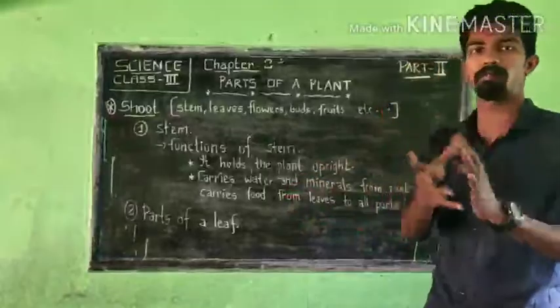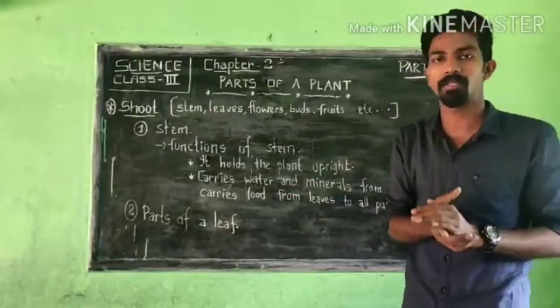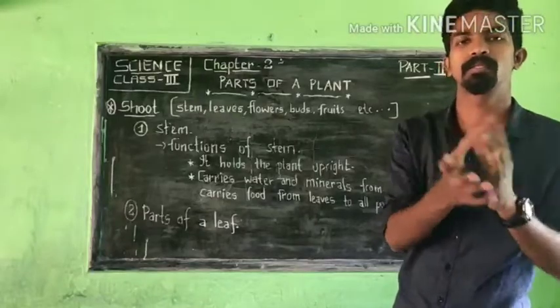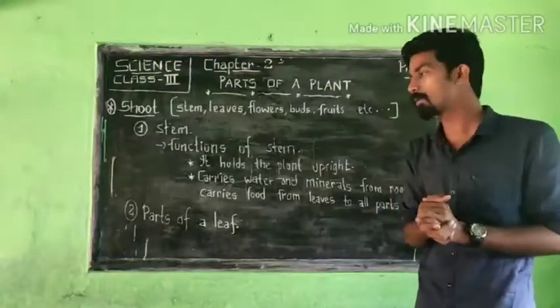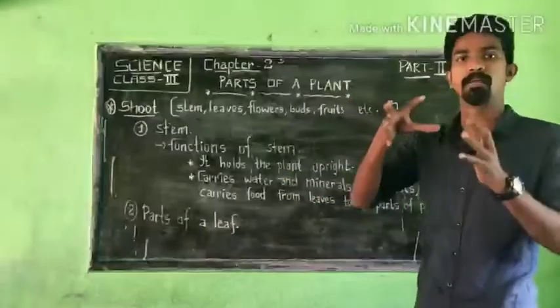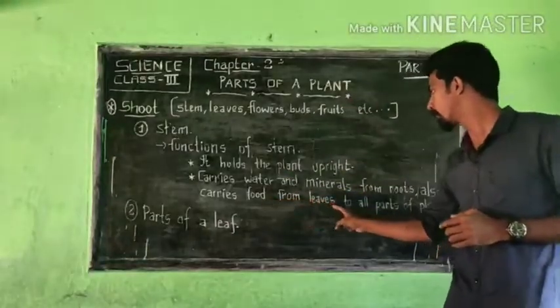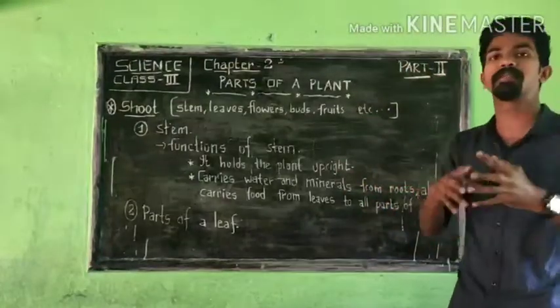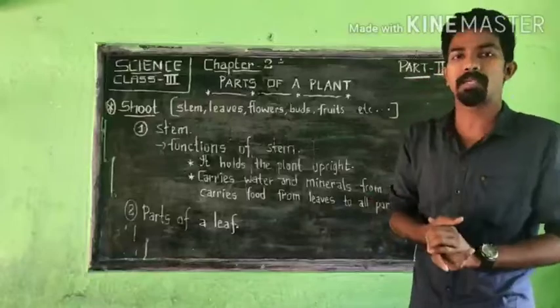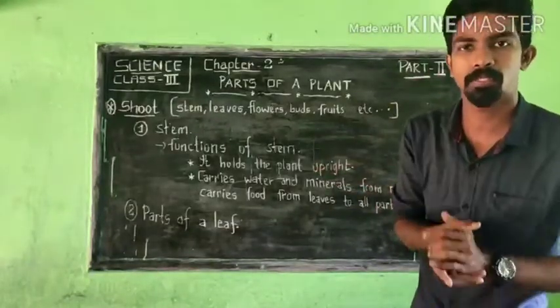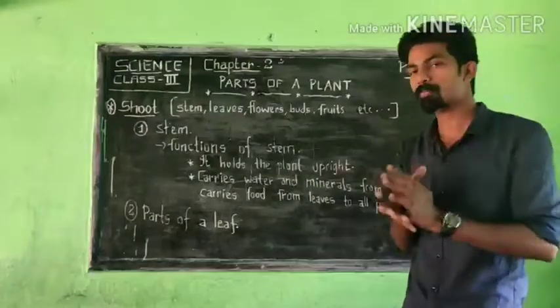One more important function of the stem is that it carries food which is prepared by the leaves. We know that food preparation goes on in the leaf. So the stem carries food from the leaves. The food which is prepared by the leaf will be stored in different parts of the plant. That food will be taken by the stem, and it gives it to the different parts of the plant.